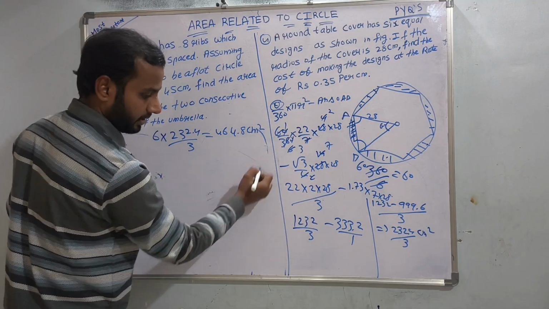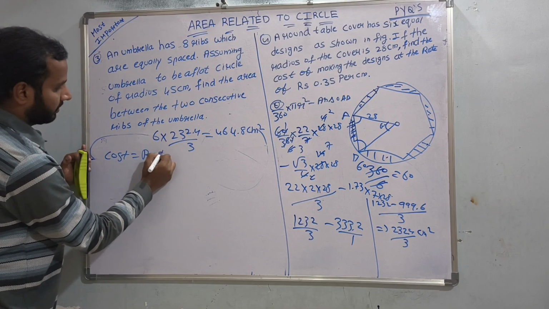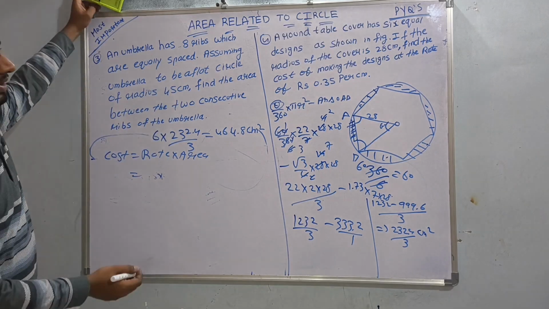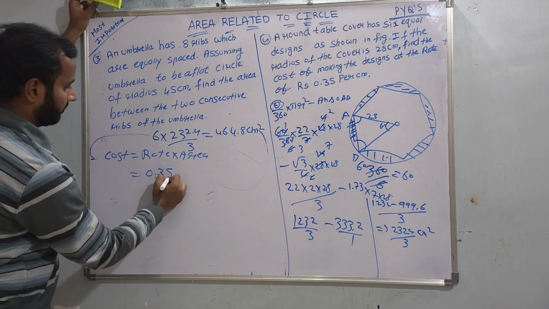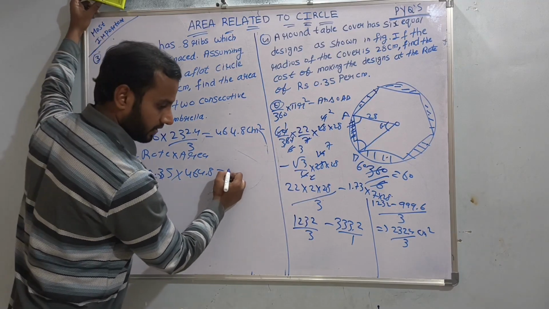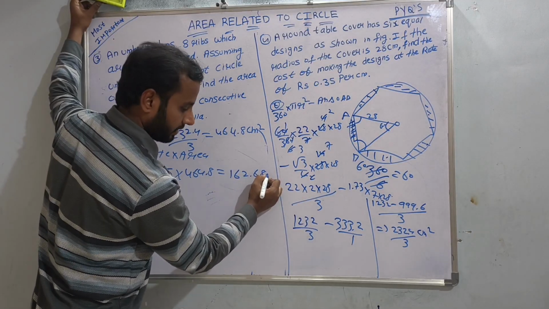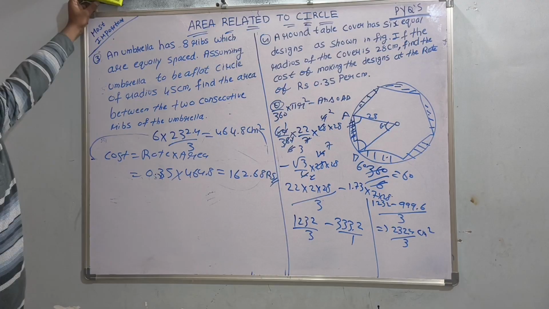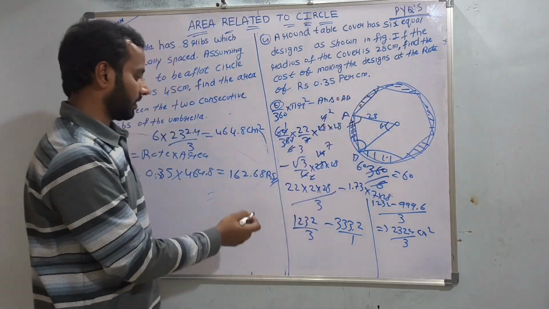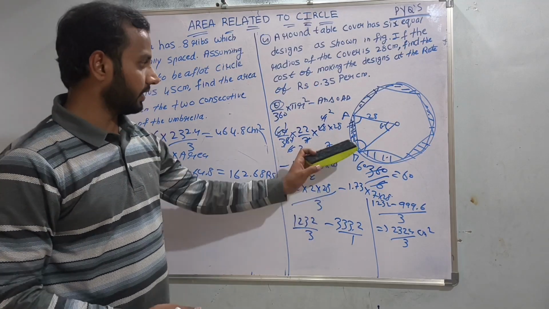464.8 centimeter square. Now to calculate the cost, we have the formula cost equal to rate into area. What is the rate? The rate they have given is 0.35 into the area we got, 464.8. Then your final answer will be 162.68 rupees. 162.68 rupees for designing these parts. Total answer is 162.68 rupees. Calculation part you do it.